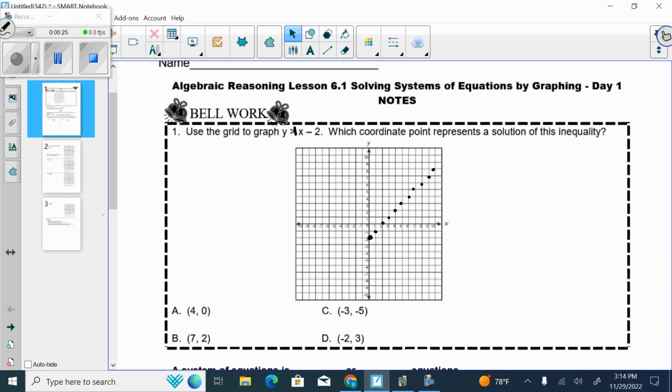Okay, looking at the inequality that was given to us, are we going to have a dotted or a solid line? Dotted, good. And do we want to shade above or below the line? Above. So I'm shading up here. Okay, and then they ask which one of these coordinate points is a solution to our set. So we're looking for the coordinate point that falls in our shaded area. And which coordinate point is that?